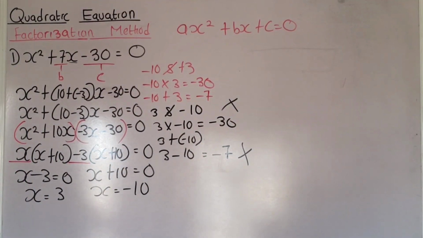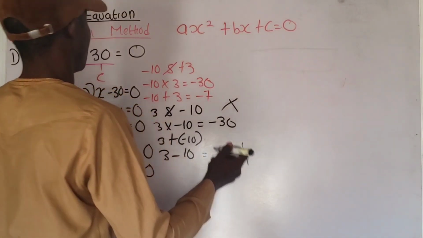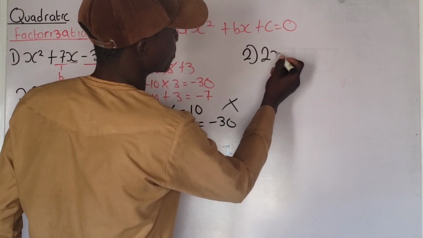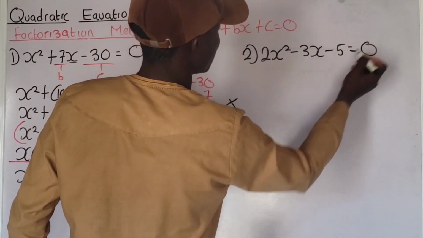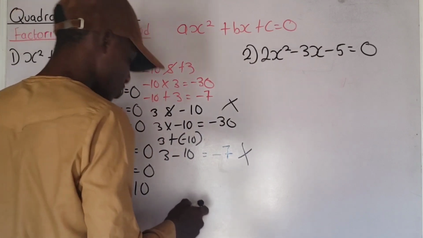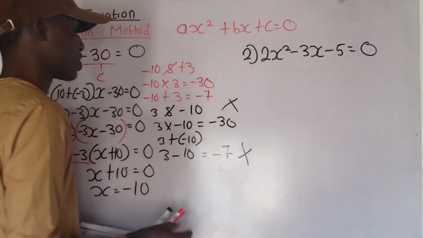Okay, for the second question, we are asked to find the value of x in this quadratic equation. 2x squared minus 3x minus 5 equals 0. You understand? Okay? Now, how do we deal with this quadratic equation so that you are not confused?